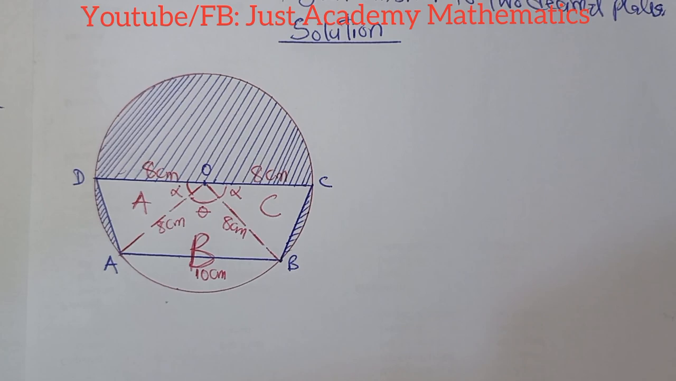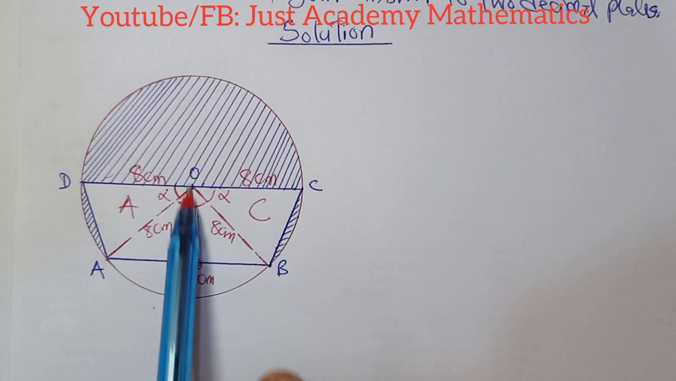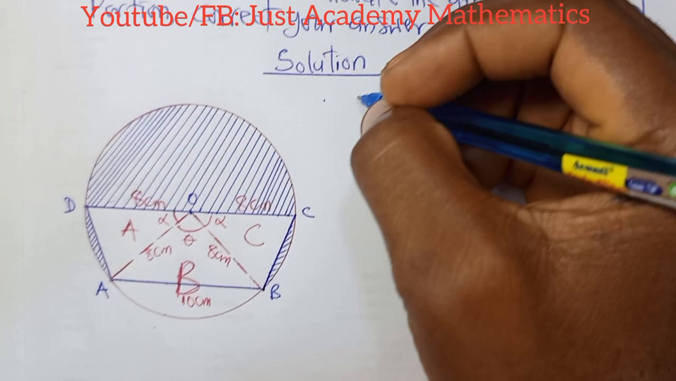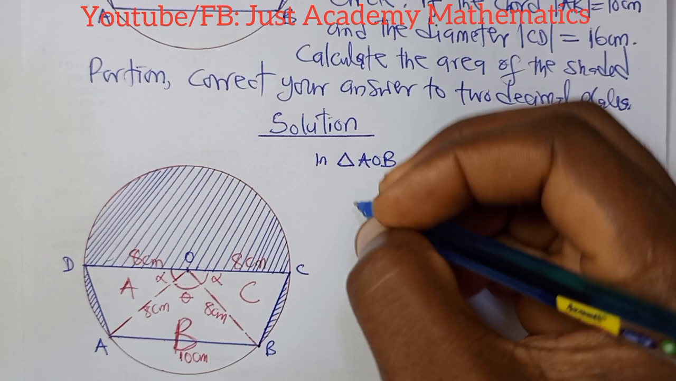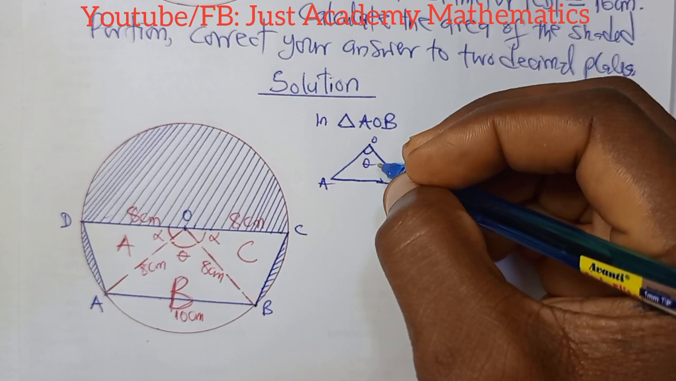And for us to get theta, there are two ways we can do it. We can split this triangle AOB into two. Then we'll use SOHCAHTOA. That is one way. Or we can use the cosine formula for angle in triangle AOB. Here is O, A, B, we are looking for theta here. We know that here is 8, here is 8, and here is 10. You can use SOHCAHTOA actually.